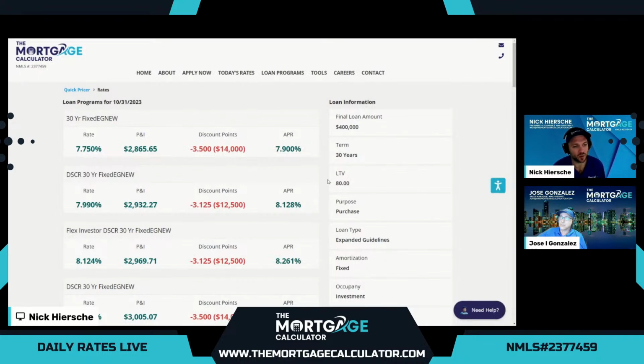All right, top one went down a touch from yesterday. That's awesome. So now we're beating conventional by even more. So the first DSCR option, 7.75 rate, 3.5 discount points and costs, puts the final APR at 7.9, which beats the true conventional option by quite a bit and actually beats the portfolio option as well.